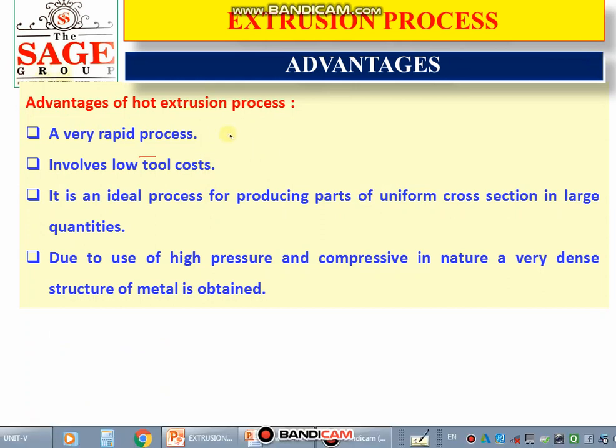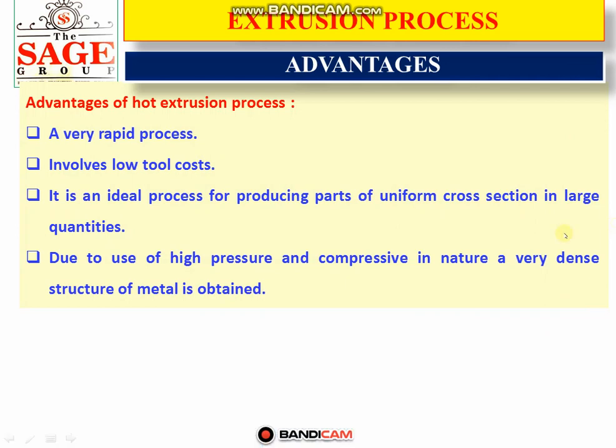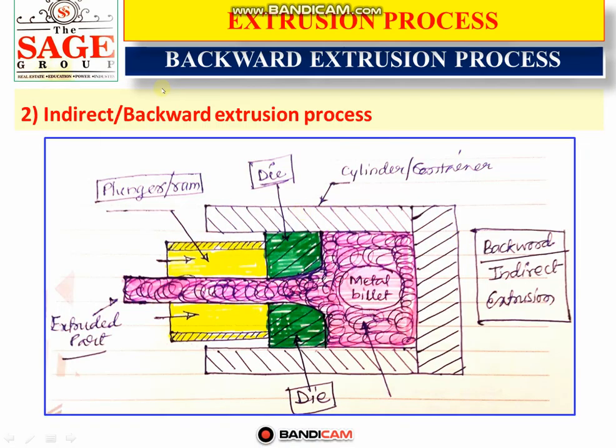These are the advantages of the hot extrusion process. It is a very rapid process. It involves low tool cost. It is an ideal process for producing parts of uniform cross section in large quantities. Due to the use of high pressure and its compressive nature, a very dense structure of metal is obtained. So these were the advantages of the hot extrusion process.